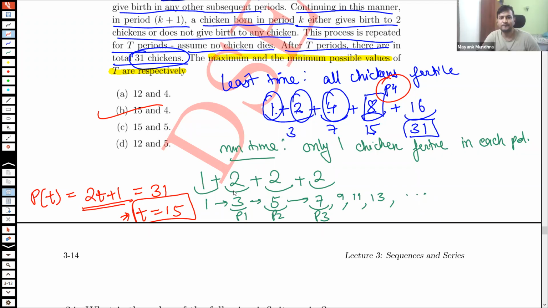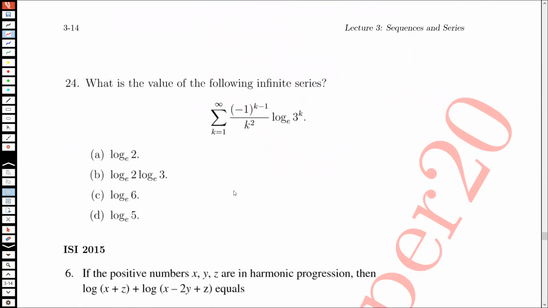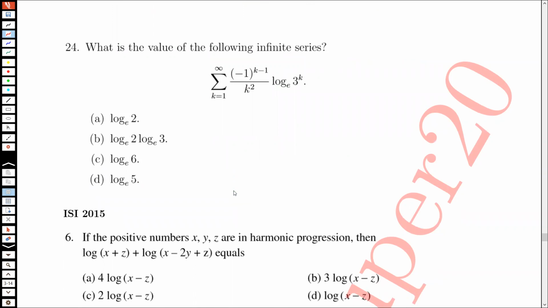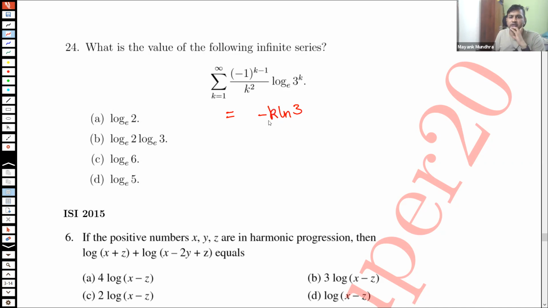Next. So the question which follows it. Yes, sir, this one. 24. Okay, summation, log 3. So this just becomes minus 1 to the power k minus 1 into k log 3 by k, where k can be taken outside. So k log 3 by k square. So this becomes minus 1 to the power k minus 1 log 3.